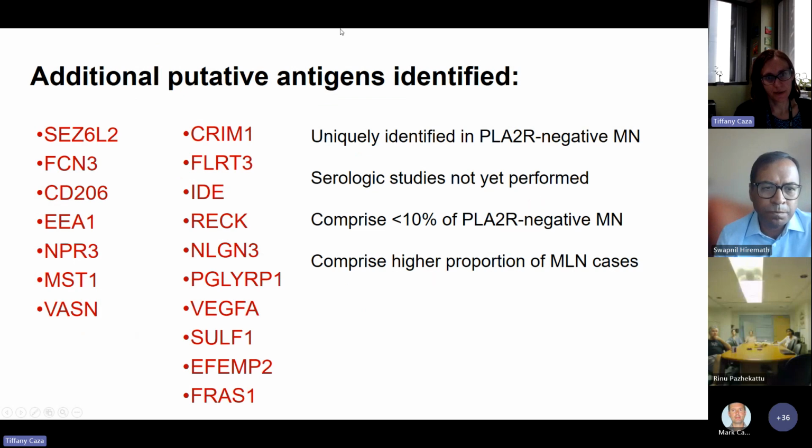There were also several putative antigens that were identified at the Mayo Clinic around the same time, which we also don't have serologic data for, for the same reason. Altogether, these are probably less than 10% of PLA2R-negative membranous cases. However, it's helping decrease the knowledge gap for membranous lupus nephritis. So hopefully there'll be more to come with these.